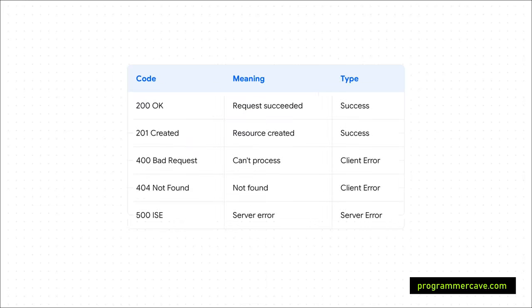A great API is a great communicator, and we don't need to invent our own secret language for success and failure. We just use standard HTTP status codes. Codes in the 200s mean everything went great, like 200 OK or 201 Created. Codes in the 400s mean the client made a mistake, like a 404 Not Found, and 500s mean, oops, something broke on our end. It's a universal language everyone understands.